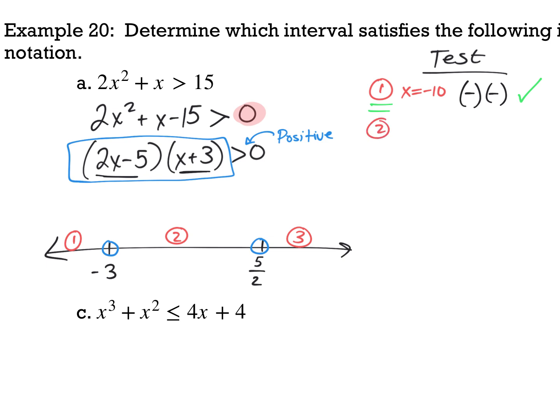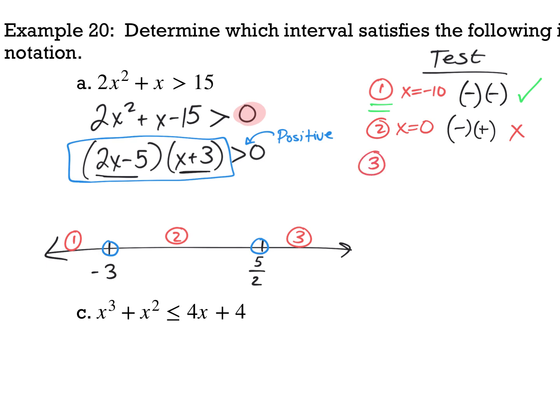Interval 2, what I have labeled on our number line there, falls between -3 and 2.5, so I'm going to use 0 as my test point, and what I find when I test this is I will get a negative value times a positive value. Well, we know that a negative times a positive is negative. We're looking for positive values, so that interval would not be part of our solution.